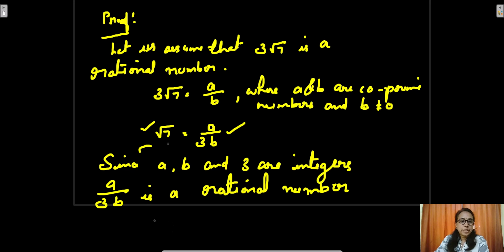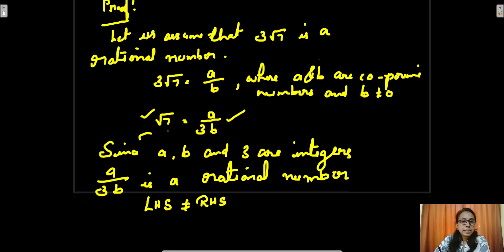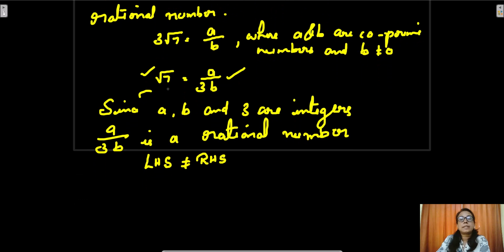So you can write: LHS is an irrational number, so LHS is not equal to RHS. LHS is an irrational number and RHS is a rational number. So there arises a contradiction. Contradiction in the sense that left hand side and right hand side are not equal. So it is not possible. There arises a contradiction.